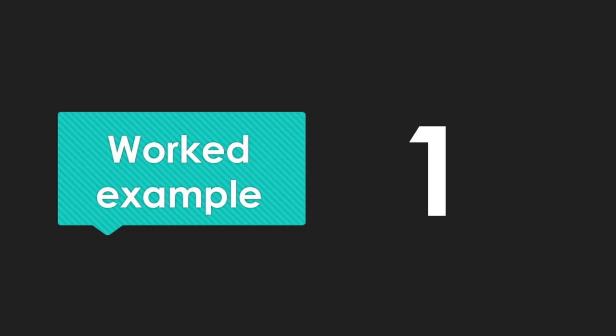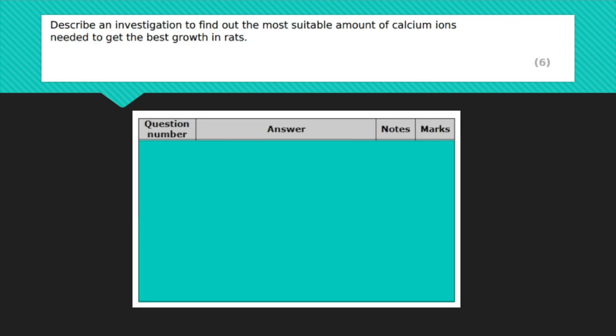Okay, so let's go through a worked example. So here's a question again. Describe an investigation to find out the most suitable amount of calcium ions needed to get the best growth in rats. It'll be helpful for you to think first, what's my independent variable and what's my dependent variable here? So independent variable, remember, means the thing that I'm changing, the thing that I think is going to cause a difference. So if I look at that question there, well, I can see that the thing that I think is going to affect the growth of the rats is the amount of calcium ions. So that's my independent variable.